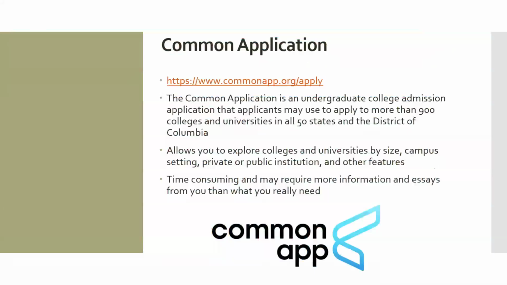The Common App is an undergraduate college admission application that allows you to apply to more than one college or university at a time. Just note that the Common App can be time-consuming because it will often ask you for more information than what you typically need if you just applied directly through the college's website. For example, you may have to write an essay that you wouldn't need to if you applied directly from the website. So if you think you're going to use the Common App, just double check that you're not doing more than what you need to do. We also typically recommend the Common App if you're applying to more than 5 schools.